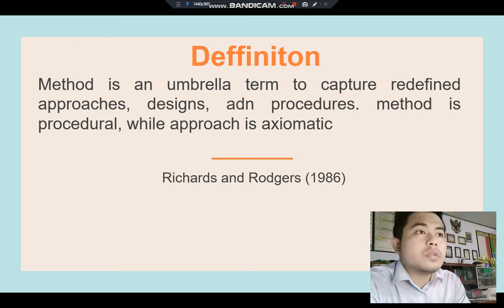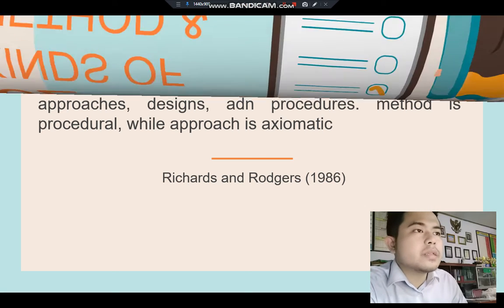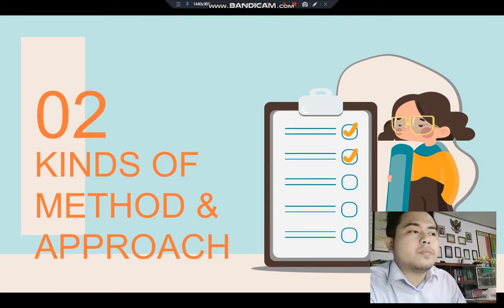Actually, this definition is contradictory with the first one, and it is a critique of the first definition, but the most common in teaching and learning language is the first definition. Next, kinds of method and approach.